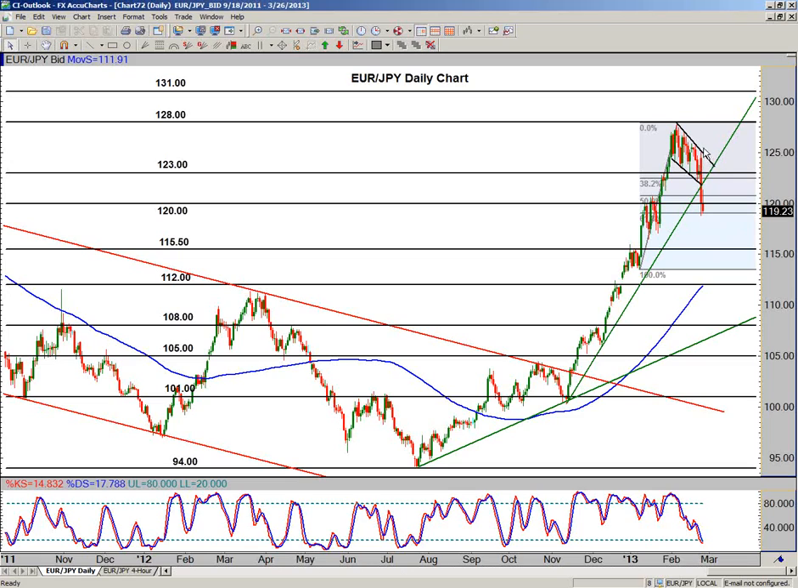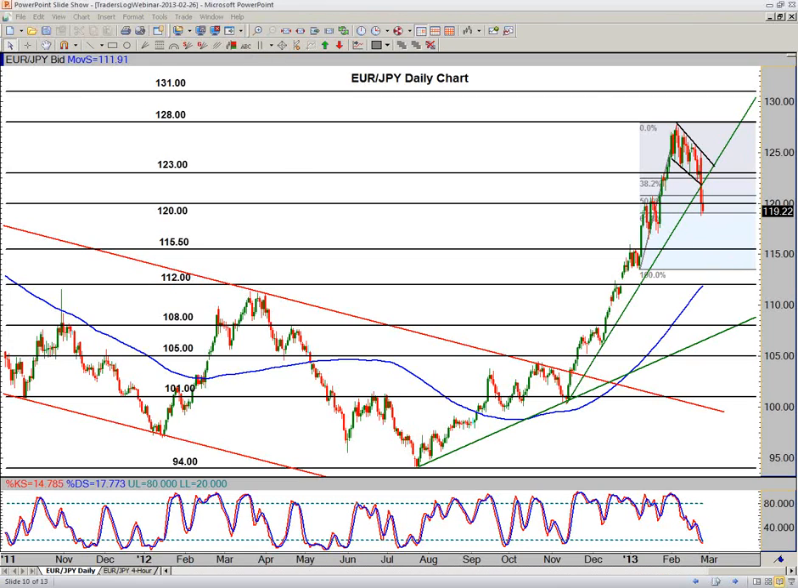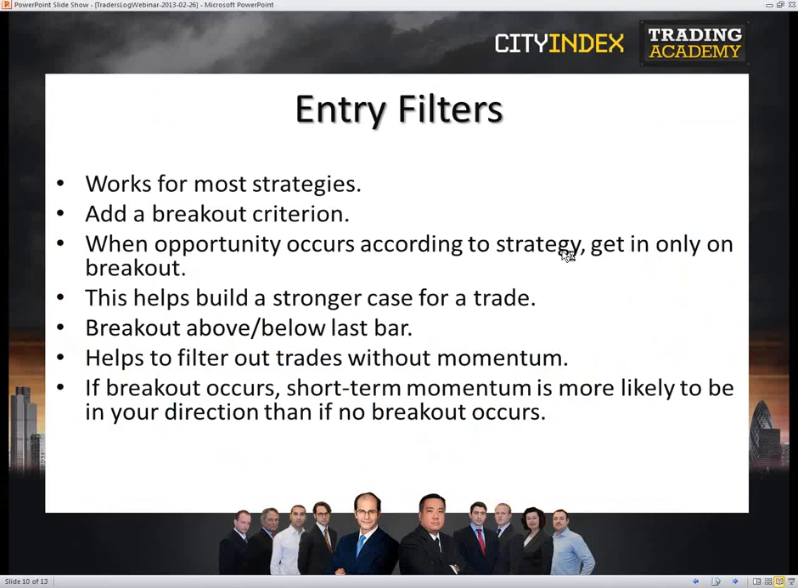I was looking for a breakout to the upside. Instead, we had fundamental factors pushing price all the way down here, below the uptrend support line, as we can see here. Is that a potential change in trend? It remains to be seen, but I think it's clearer on the euro dollar, which I'll show in a minute. Okay, so what are entry filters?